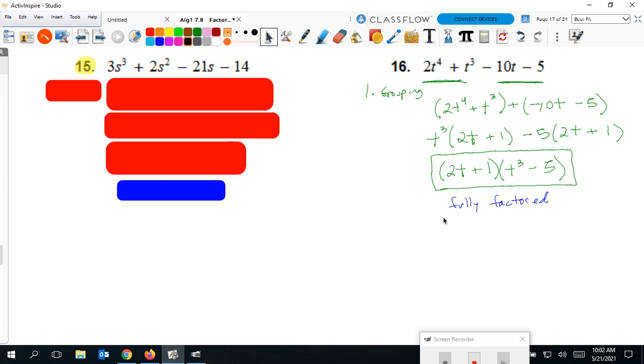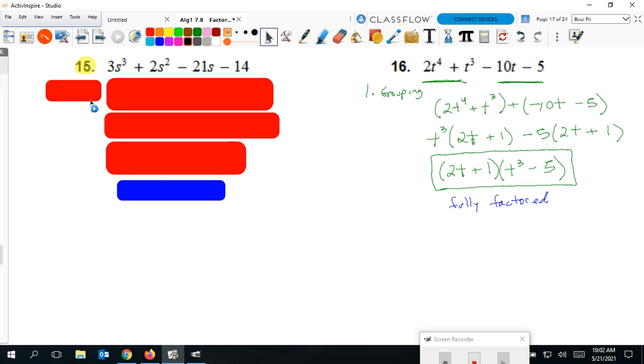So try 15 on your own. Another grouping one, just factor by grouping, and then play the video to see if you get the right answer. All right, so hopefully you have an answer for this one.